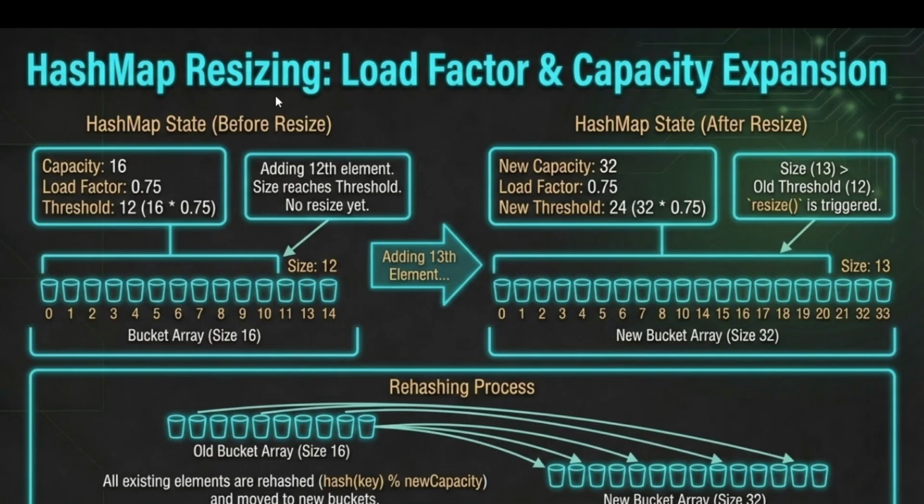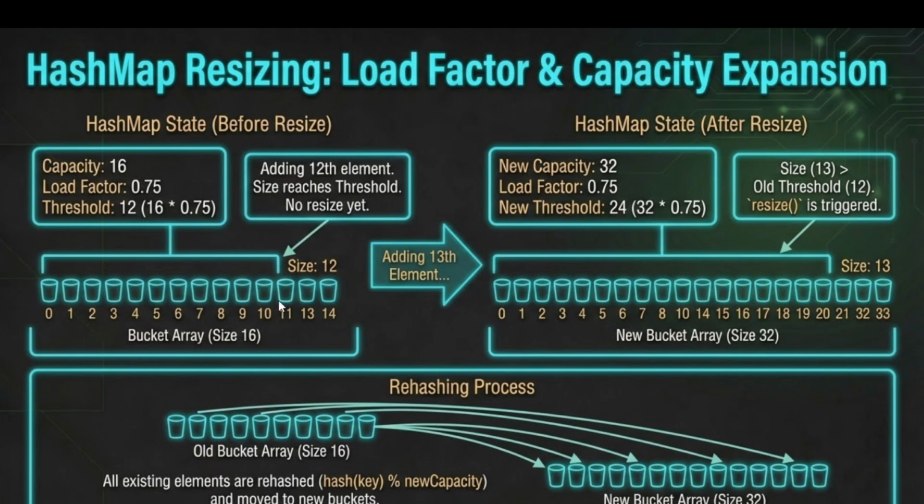Now, HashMap resizing. As we discussed, consider a table having 16 records: capacity is 16, load factor is 0.75, threshold is 12. These things we already discussed. Now, if the load factor is 0.75, the threshold will be 12. So this is the threshold. The size is 12, adding the 12th element.